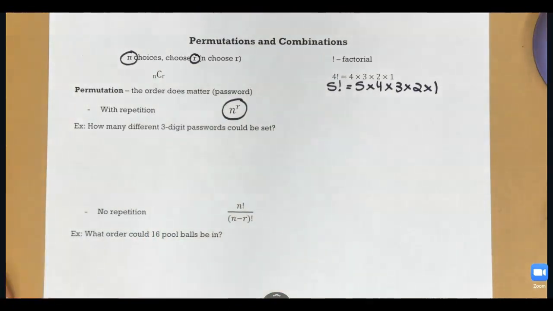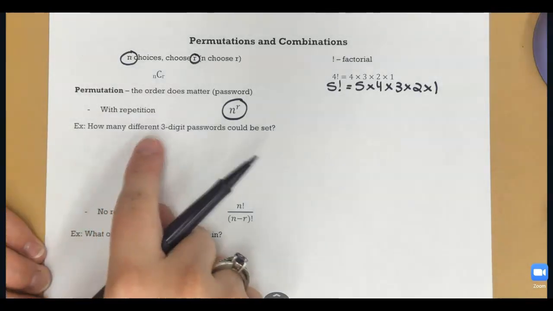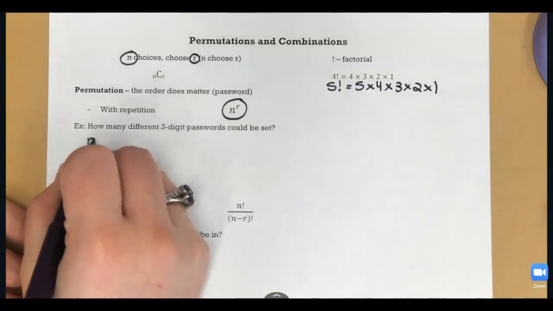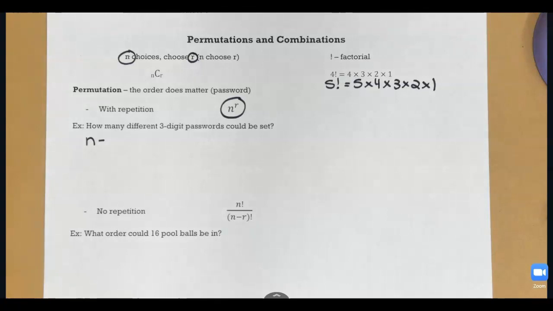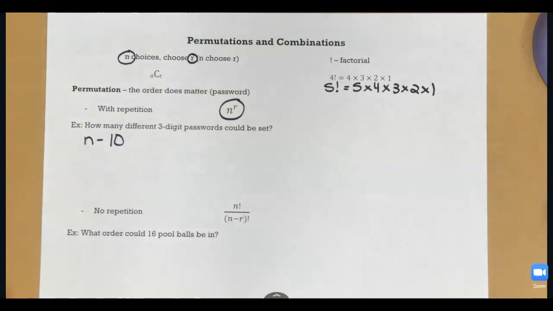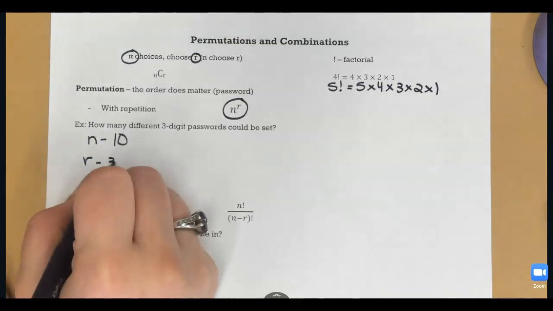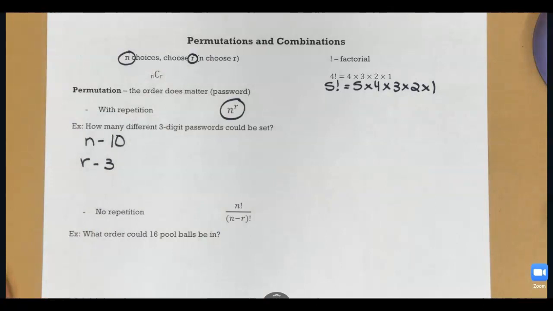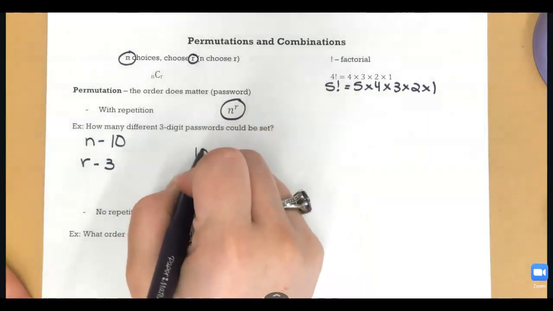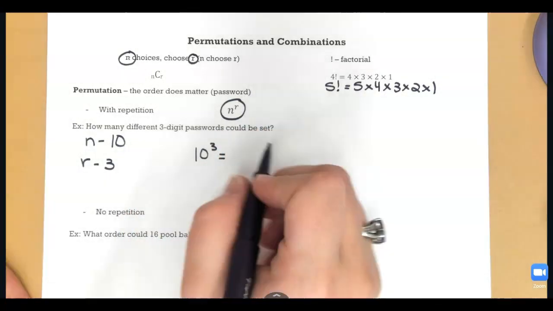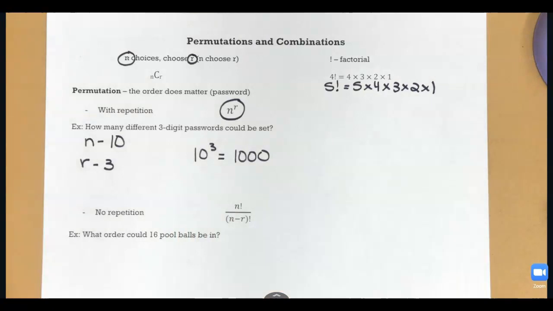So remember, n is my total number of possibilities to choose from, r is how many of them I'm choosing. So if I'm going to set a 3-digit password, n is how many numbers I have to pick from. Well, there's 1 through 9 and 0. So there's 10 numbers I'm choosing from, and I'm picking 3. So n is 10, r is 3. So my total number of password possibilities is 10 to the third, which is 1,000. So just for a 3-digit password using 0 through 9, there's 1,000 different password options that can be created.